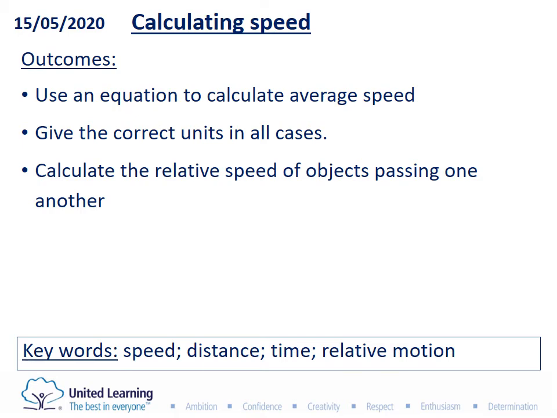Hi and welcome to our continuation of physics. Today we're going to be looking at calculating speed. So you're going to be able to use an equation to calculate an average speed. You're going to give the correct units in all cases that we look at. And we're going to look at something called the relative speed of objects that are passing one another.